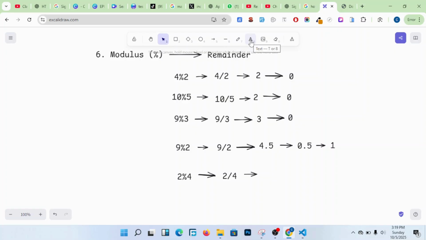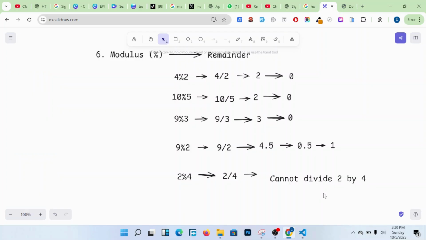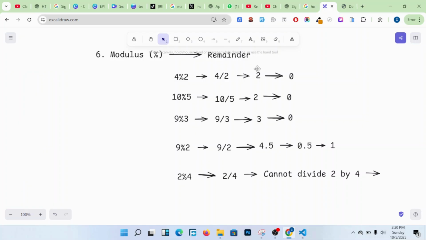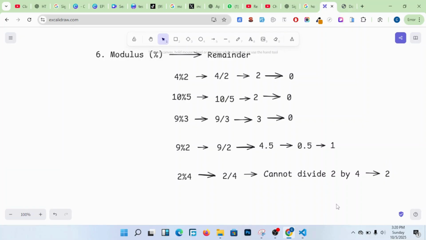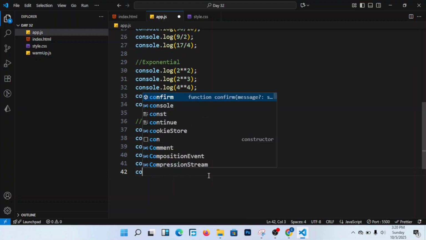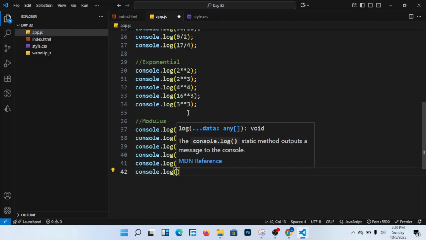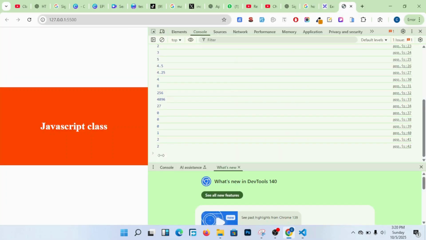You cannot divide the 2 by 4 here, since the 4 is bigger. So it just gives you back the answer which is on top, that it is 2. Are you seeing? Okay, let's write it and see. I say console.log, and I put 2 modulus 4, and I see what it gives me at the end of the day. 2. You see? It gives me 2 here, on line 42.